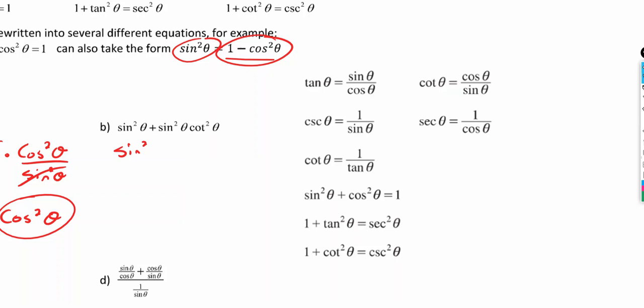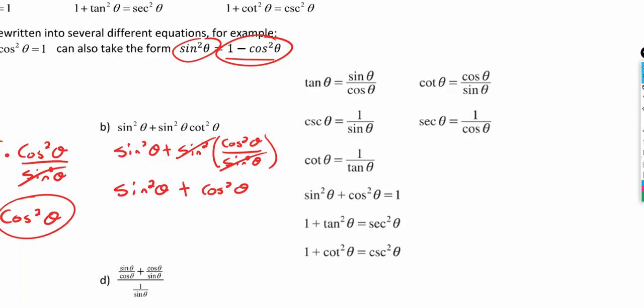So this is the same thing now as sine squared theta plus sine squared theta, and now rewriting cotan squared theta as cos squared theta over sine squared theta. Okay, and hey, look at that: sine squared theta, sine squared theta. Nice. This is all the same now as sine squared theta plus cos squared theta. That looks simpler, and that is this identity, isn't it? So that's all equal to 1. All of this boiled down to 1.